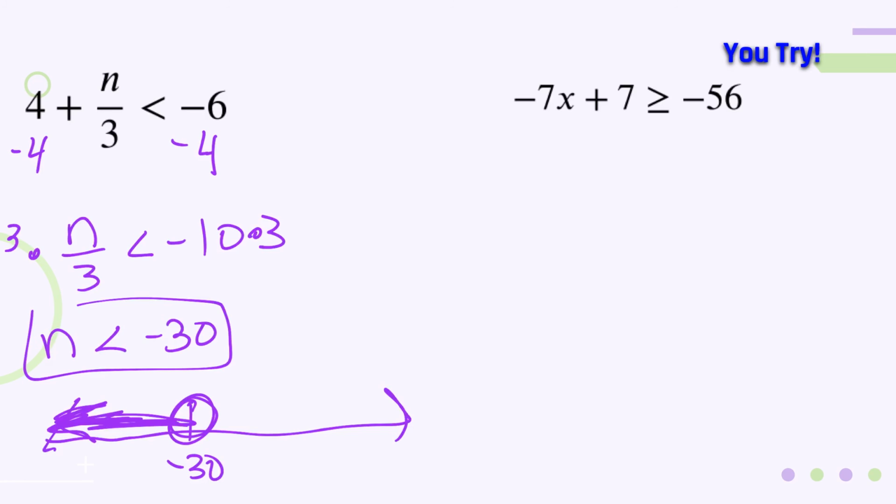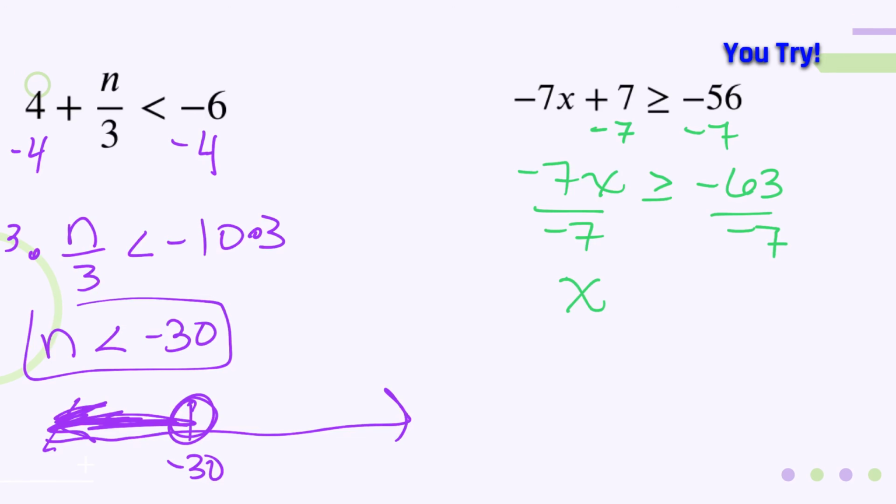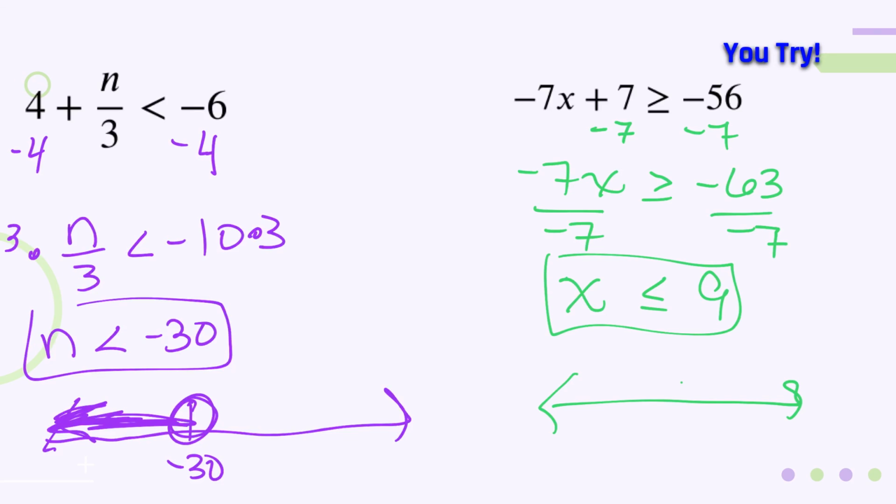For this next example, I'm going to subtract 7 from both sides. So we get negative 7x is greater than or equal to negative 63. I'm going to divide each side by negative 7. And when I do so, I need to flip my inequality sign. I get x is less than or equal to 9. And on my number line, I'm going to draw 9, and I'm going to have a closed circle. And my arrow is going to go all the way to the end of my number line.